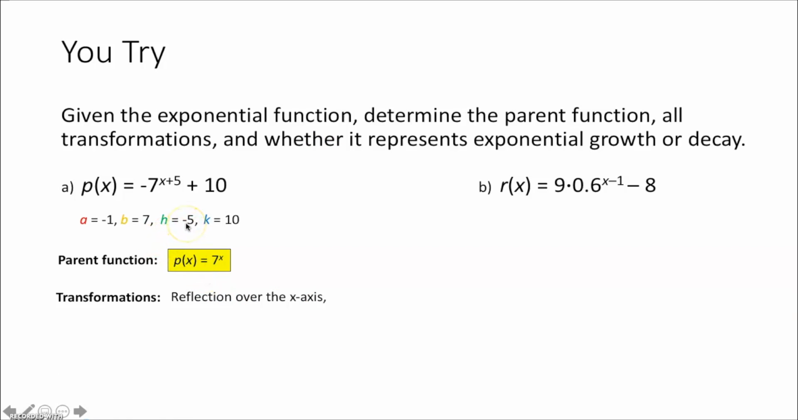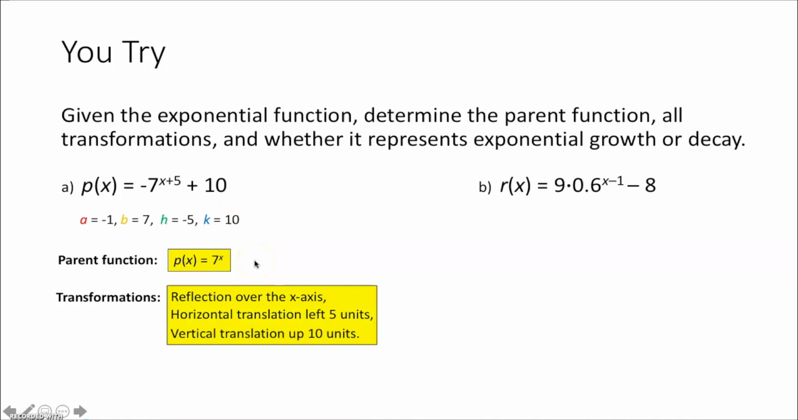Your h value, that is -5. That means it's going to be a horizontal translation to the left 5 units. And then your k value is +10. That's going to be a vertical translation up 10 units. Now, is it growth or decay? That's where you look at your b value. So your b value is 7 in this case. That means since it's bigger than 1, it's going to be exponential growth.